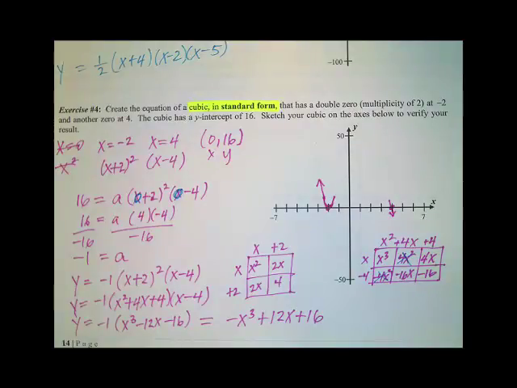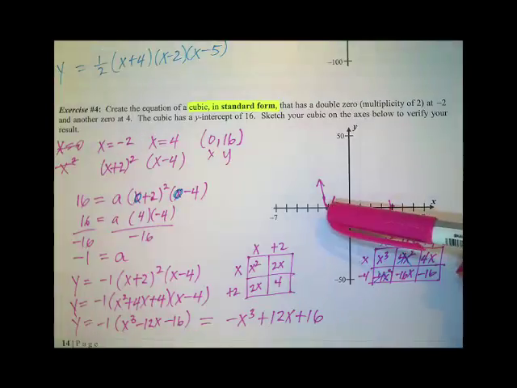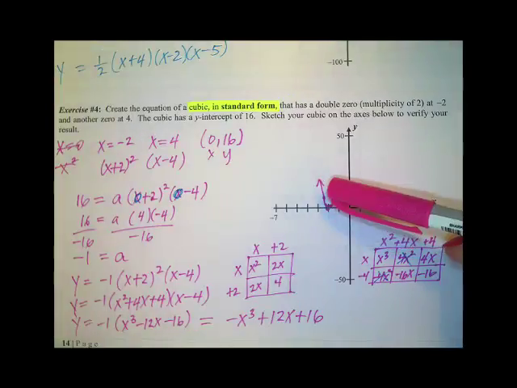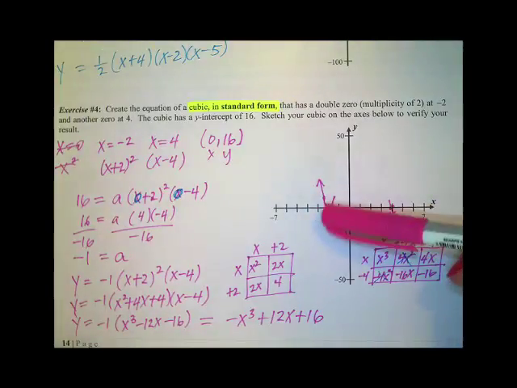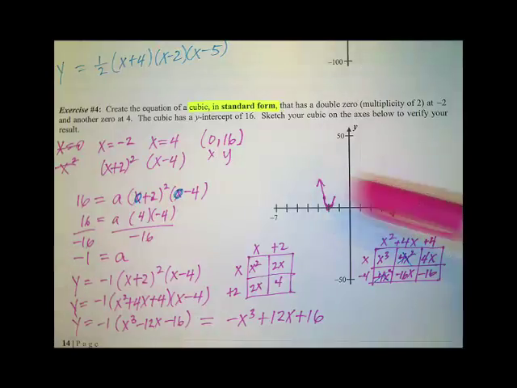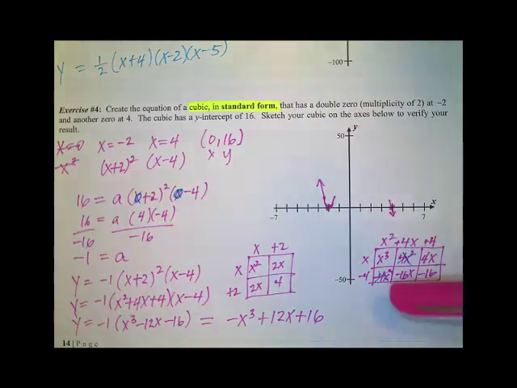All right, so hopefully you got -x to the third plus 12x plus 16. I started the graph based on what I know. Since at -2 it is squared, that means it's a bounce or a touch. So it goes to that and goes back up. And at 4, it goes through because it's a multiplicity of 1.